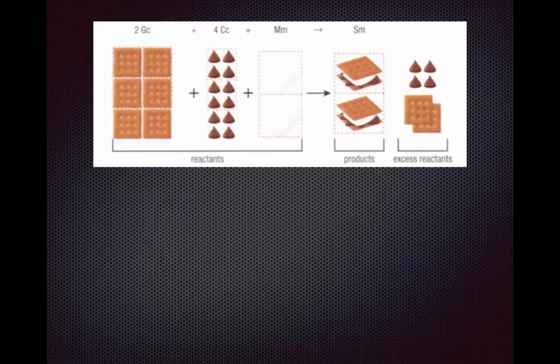Okay? And in order to make a s'more, you need 2 graham crackers, you need 4 chocolate chips, and you need 1 marshmallow. That's up above. You can see that reaction. So if you notice, based on what I'm being given, I have plenty of graham crackers and I have plenty of chocolate chips because I can make a total of 3 s'mores with the graham crackers I have. I can make a total of 3 s'mores with the chocolate chips that I have.